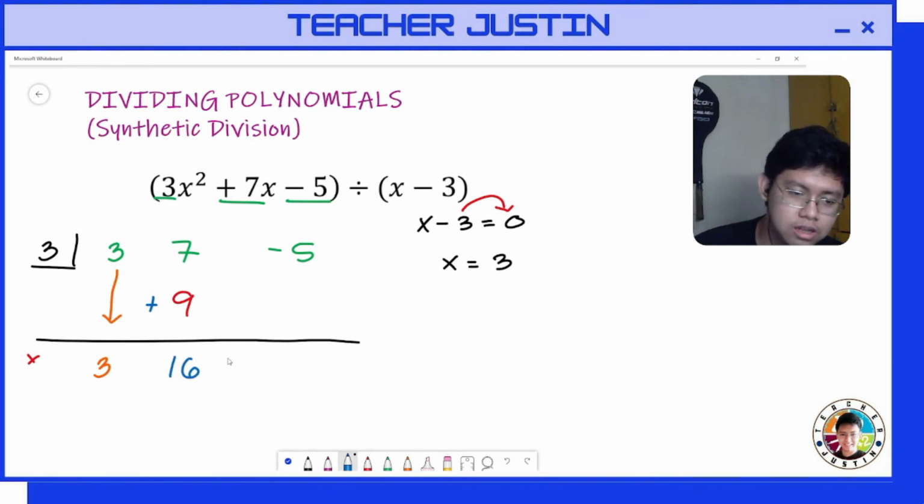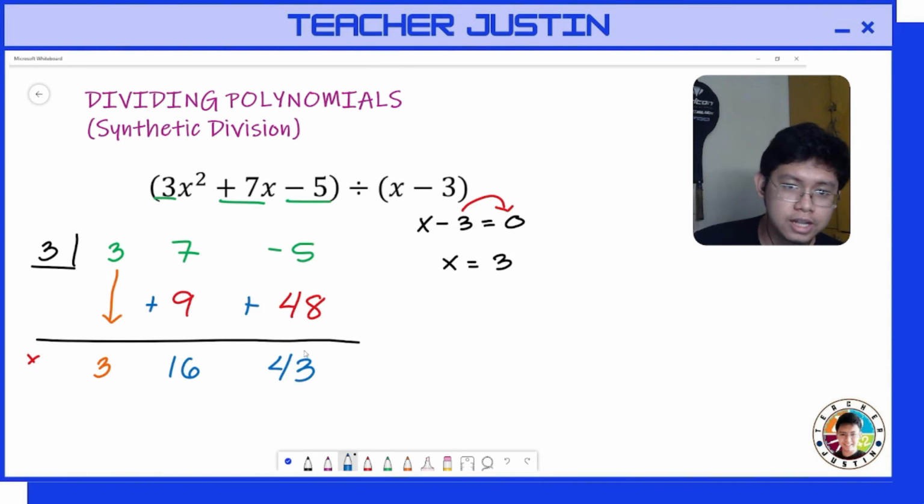Positive 16. Then let's multiply 16 and 3. That will give us 48. Then let's add negative 5 and 48. Negative 5 plus 48, that is positive 43.